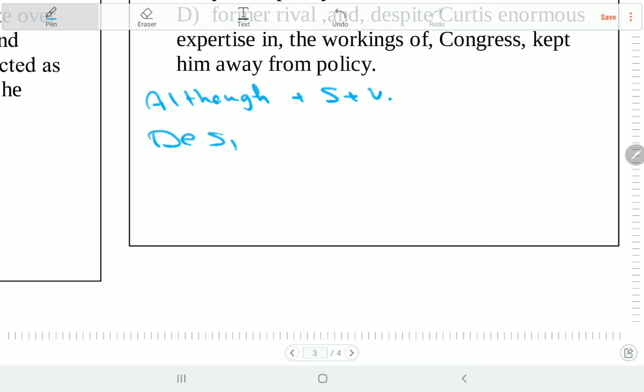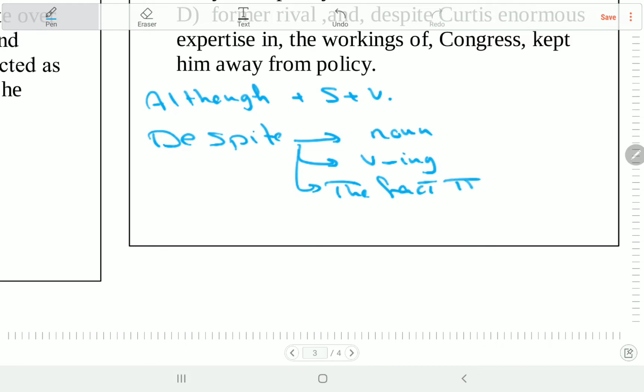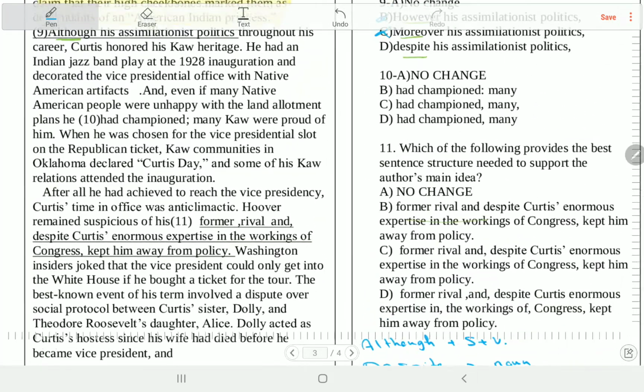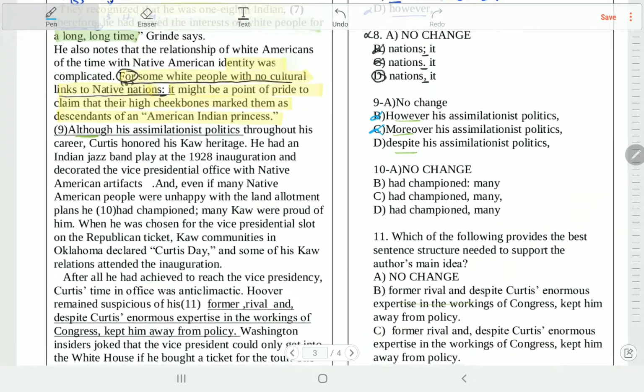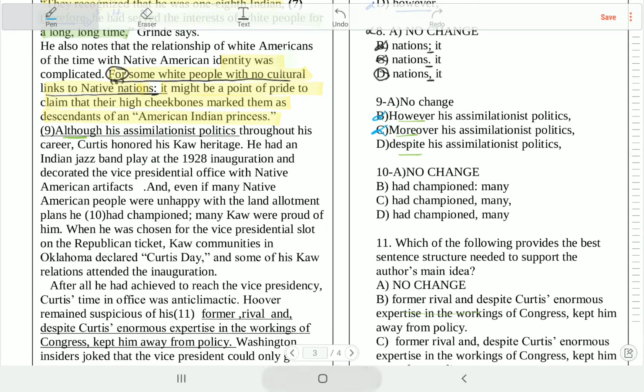Despite. The same meaning, by the way. So, despite, you must have, okay, a noun after it, or verb plus ing form, like despite the heat, despite being happy, or despite the fact that, plus subject, plus verb. So, what do we have here? I think he said here, although, or his assimilationist politics. Politics is a noun. So I can't use although, we don't have a subject and a verb. So definitely it's despite. Okay?